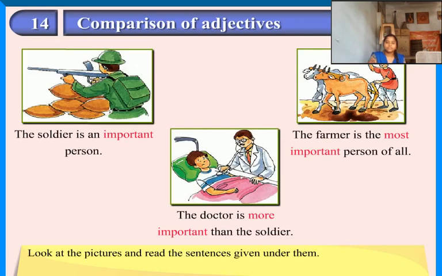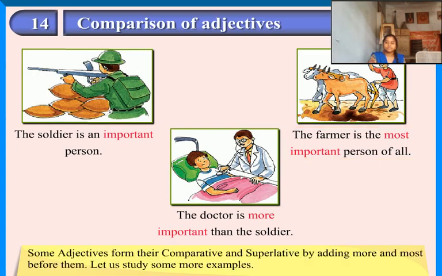Look at the pictures and read the sentences given under them. The soldier is an important person. The doctor is more important than the soldier. The farmer is the most important person of all. Some adjectives form their comparative and superlative by adding more and most before them.